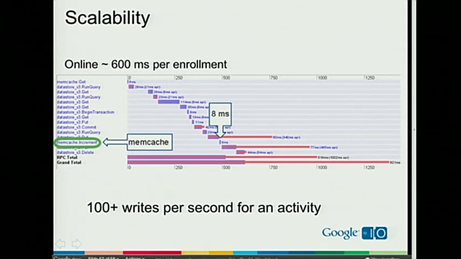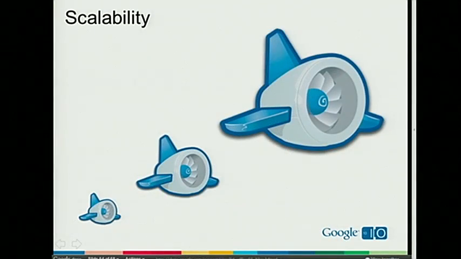That's, if you do the math, about 100 plus writes per second, 100 plus sign ups for one single activity, like Google I/O. But you're on App Engine, right? You don't have only one activity. You may have 10, 100, 1,000, billions. The underlying data store supports it. So think about it. 1,000 classes, 1,000 courses, 100 plus sign ups per second for each one of them. That's 100,000 signed up per second in a transactional workflow.